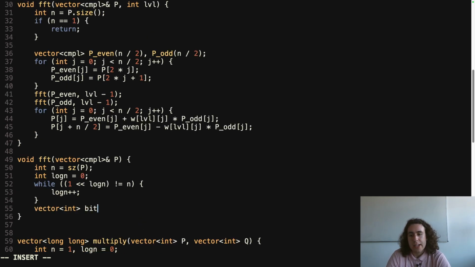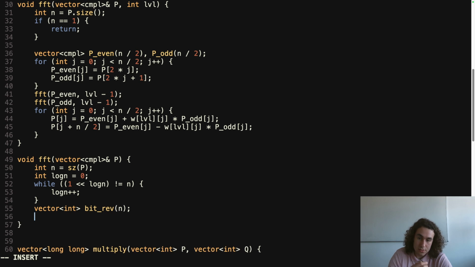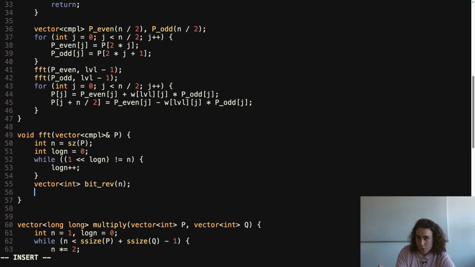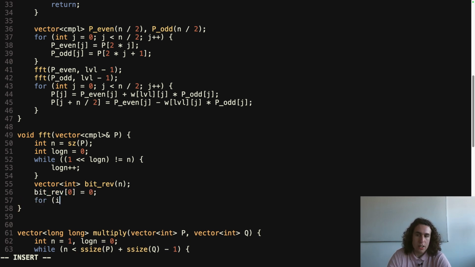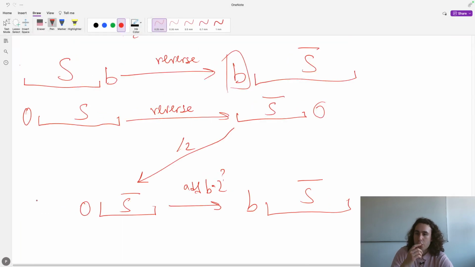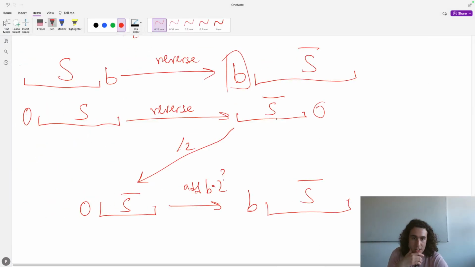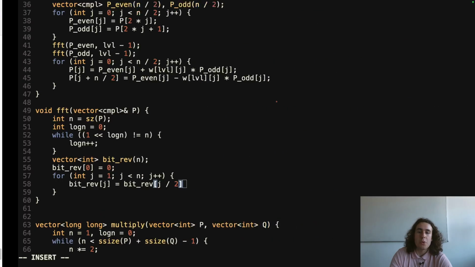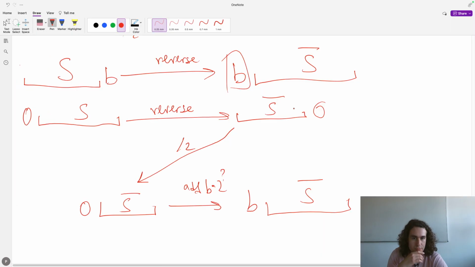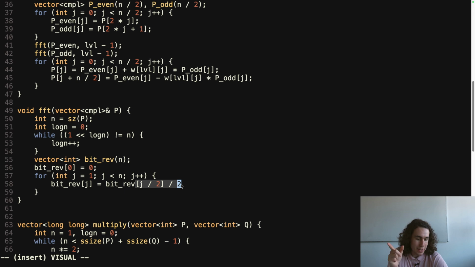And now we're going to make a vector of bit reverses. So for every value j, we're going to store the reversed version of j. For 0, it's just 0. And for all the other indices, we use this formula here, right? So to calculate bit reverse of j, we take bit reverse of j halved, right? We get this number. Now we need to divide it by 2. It kind of looks weird, right? Because we divided by 2 twice.